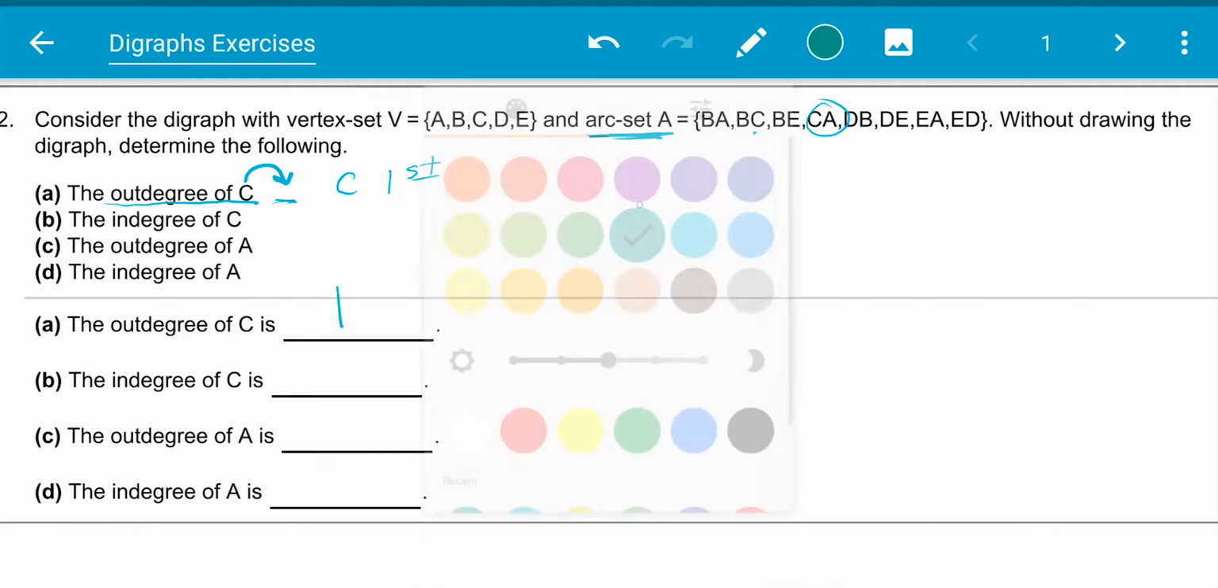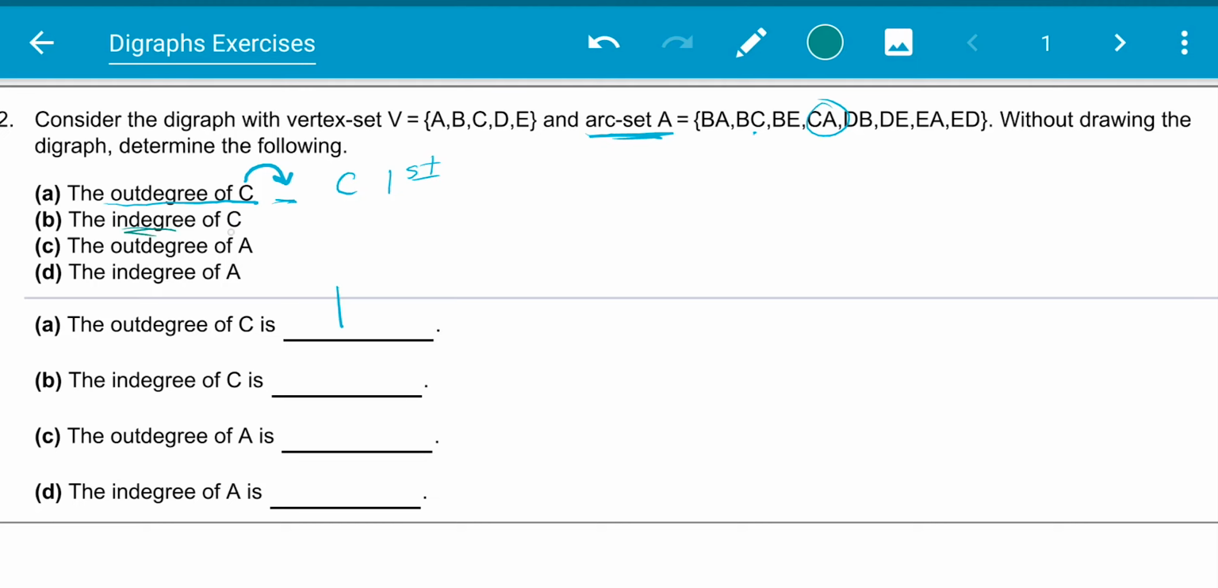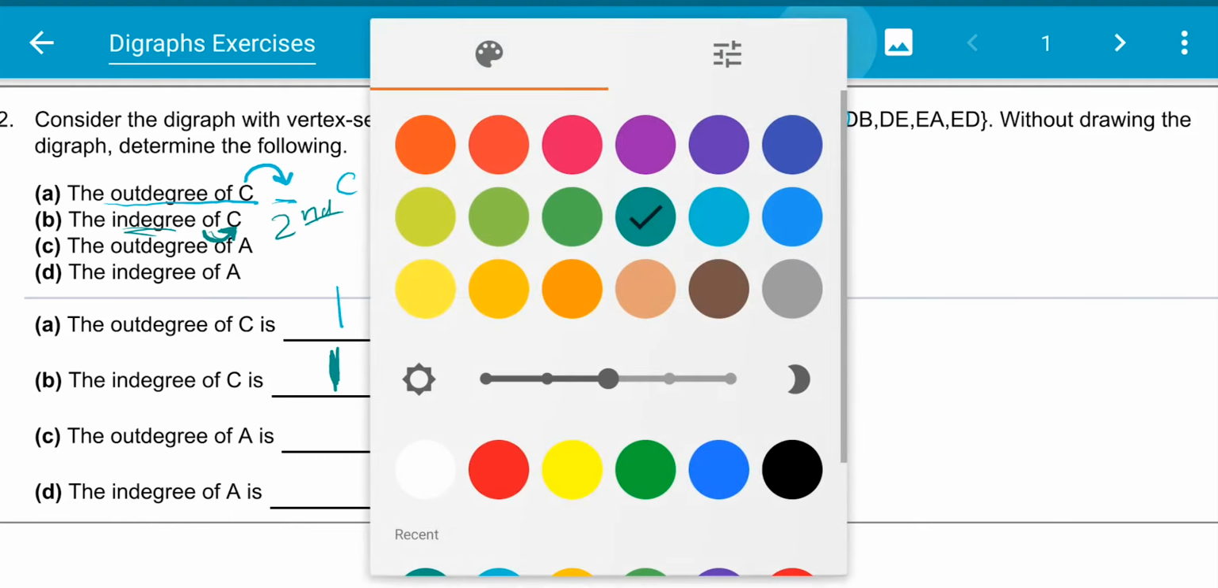Now we're going to look at the in degree of C. In degree means that we're going to go from somewhere to C. So we want C to be second. So where is C second? C is second when we go from B to C, and that is it. So our in degree of C is also going to be 1.